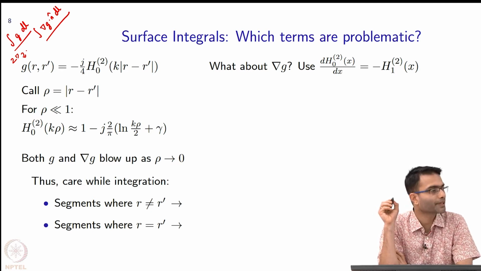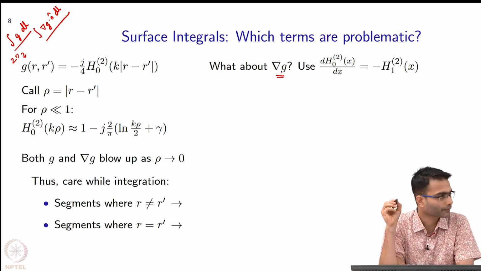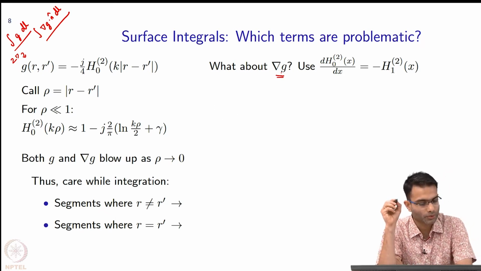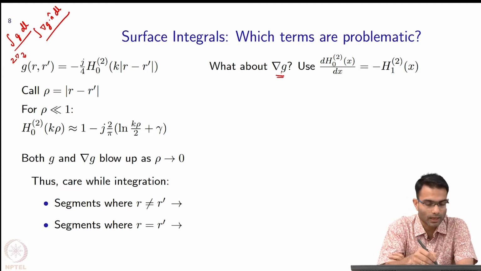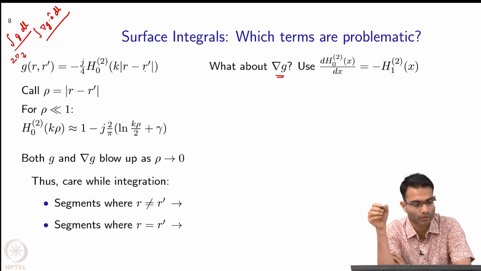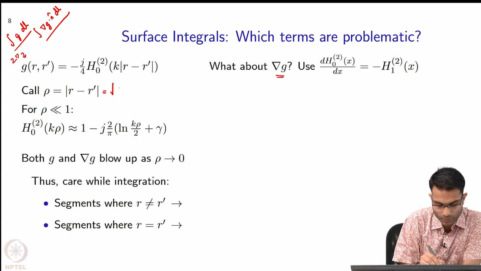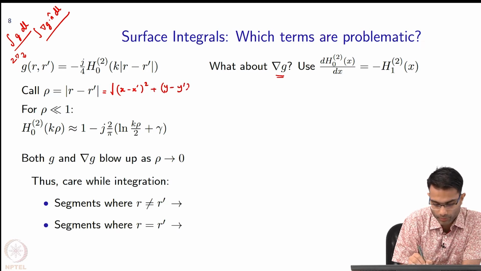The one term that we did not calculate so far is grad g. Just to make the notation a little easier, this r minus r prime appears everywhere. It is a scalar, just a distance between two vectors r and r prime, so I will call it rho. And rho I can also write as the root of (x minus x prime) squared plus (y minus y prime) squared.